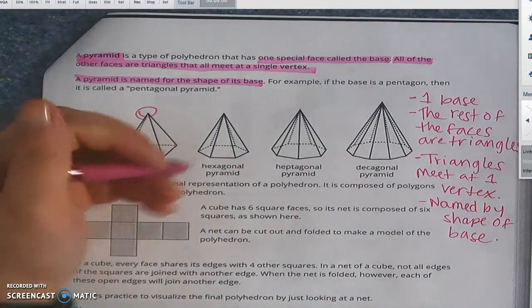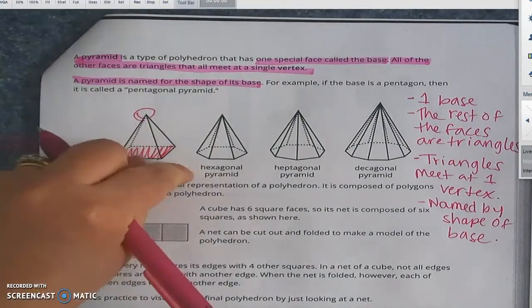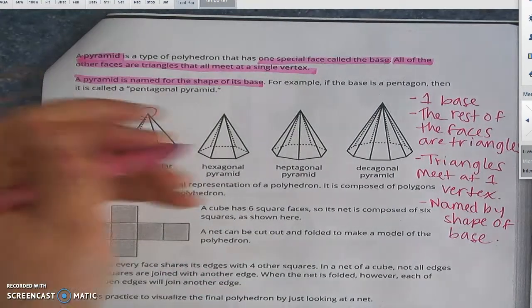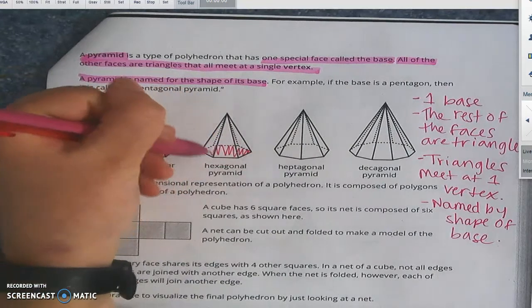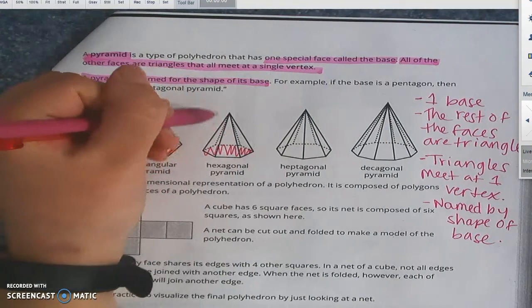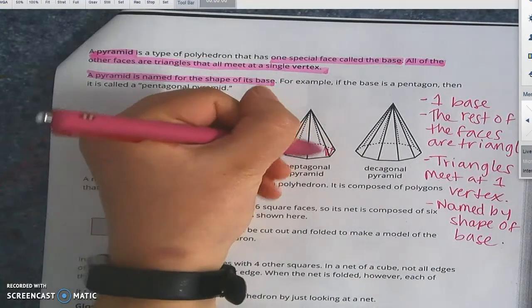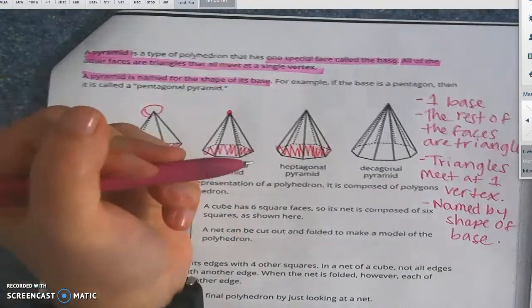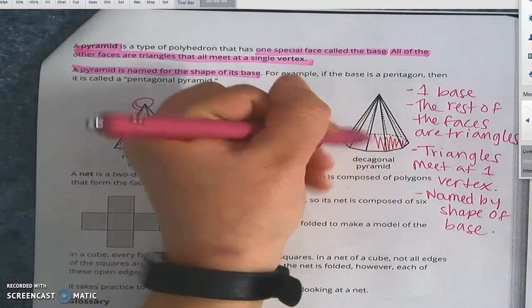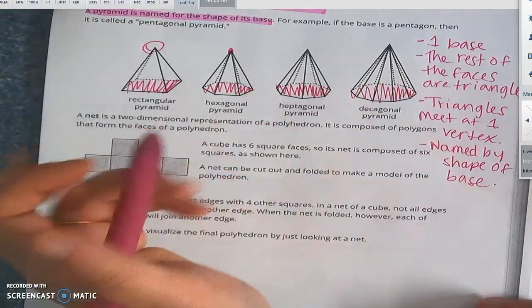So this first one, the base is a rectangle. I might even call that a square. So that's a rectangular pyramid. It has triangles going around the outside, coming together, meeting at that vertex. The second one, the base is a hexagon, so it's a hexagonal pyramid. The rest of the faces are triangles coming together at that vertex. This one is a heptagonal. This is 7 sides. That's not one we hear very often. And then decagonal. We really don't hear that one. So they are named after the shape of their base.